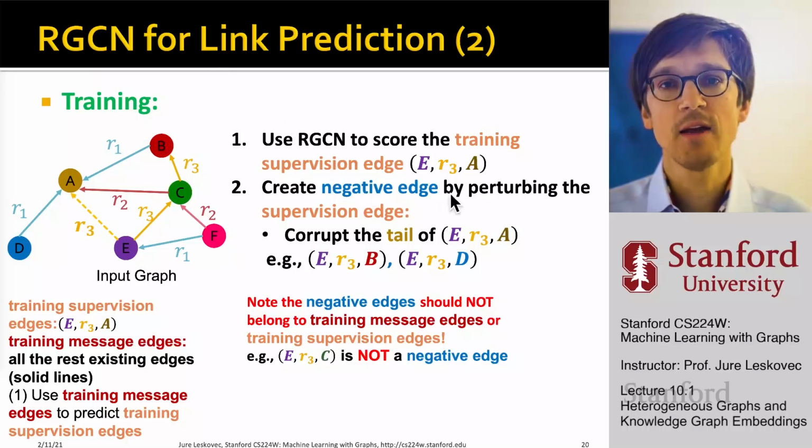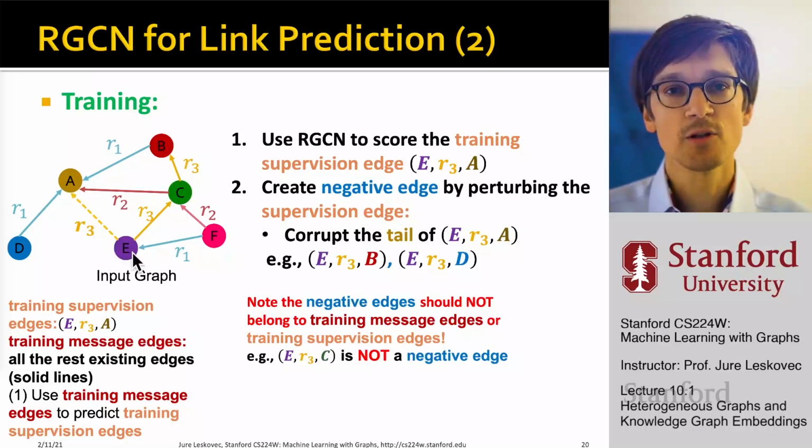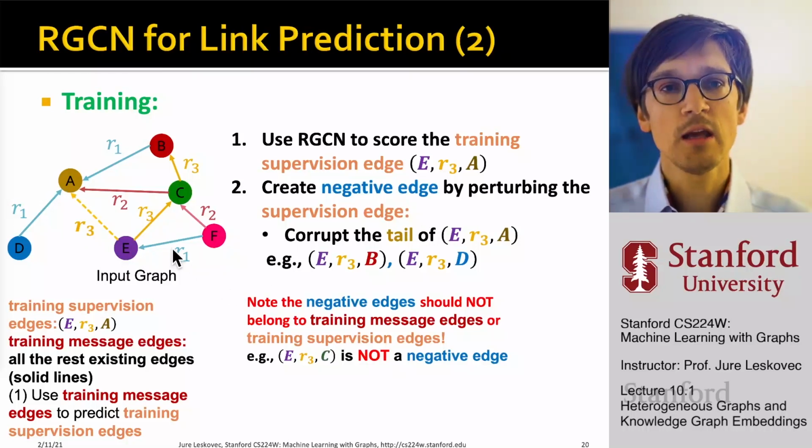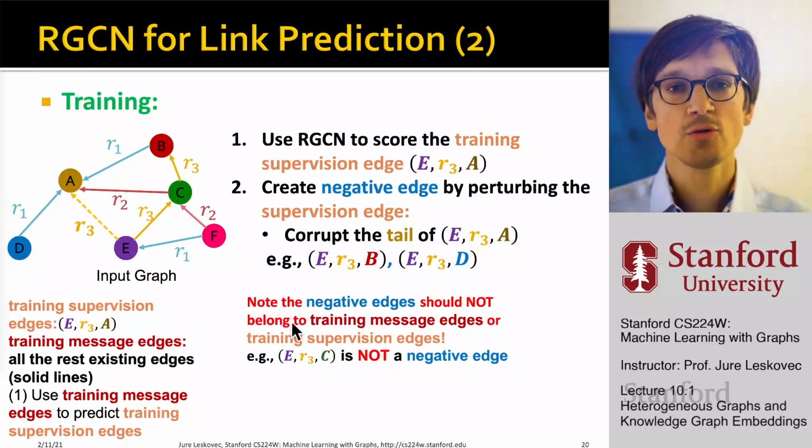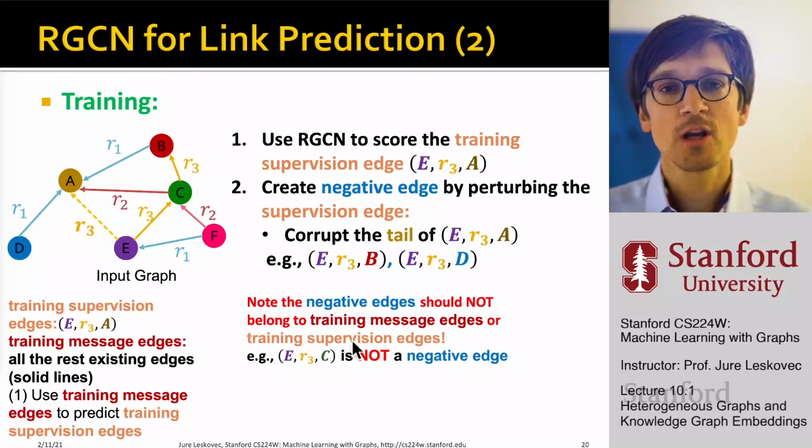The way we create negative edges is by perturbing the supervision edge. For example, if this is the supervision edge, one way is to corrupt the tail of it. We maintain the head, node E, but pick some other node that node E is not connected to with a relation of type R3. In our case, we could create an edge from E to B or from E to D. These could be our negative edges. What is important when you create negative edges? The negative edges should not belong to training message edges or training supervision edges.